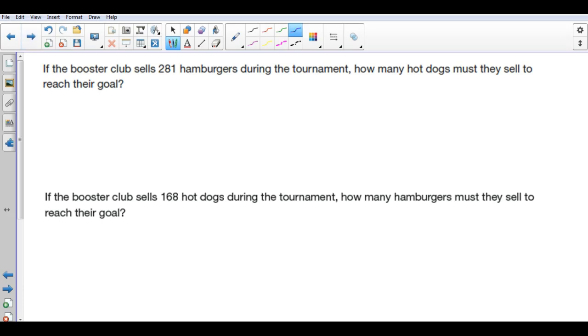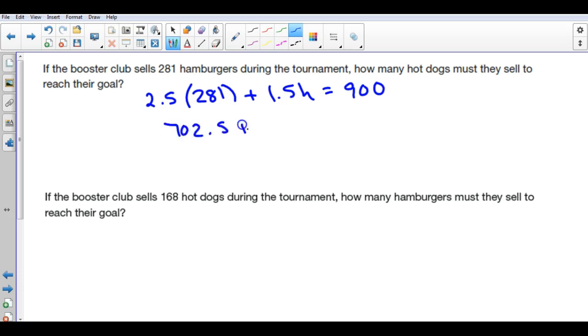So for these, if they sell 281 hamburgers, how many hot dogs must they sell? So 2.5 times the 281 hamburgers plus 1.5 times whatever number of hot dogs. We want to reach 900. So we're going to go about this the same way. 2.5 times 281 means that they took in $702.50.